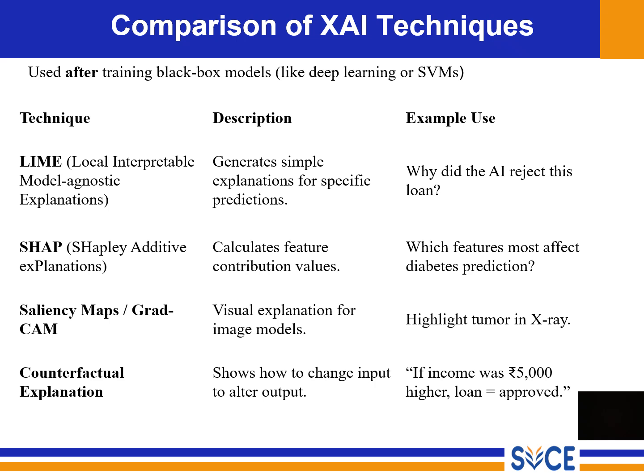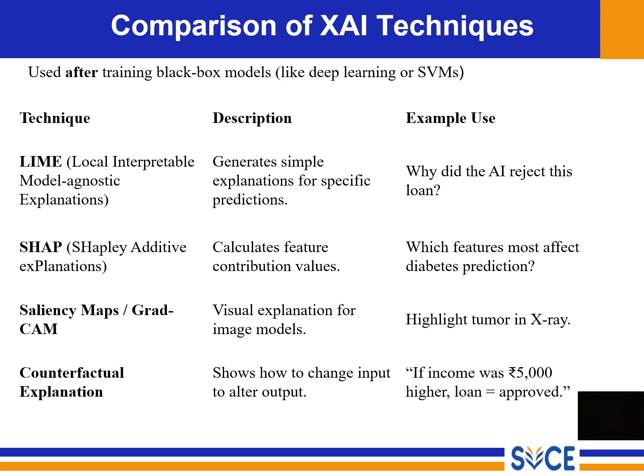So it explains why the model made a specific prediction. Example, why did the AI reject the loan application? Okay. Then SHAP. SHAP means Shapley Additive Explanations. It shows how much each feature contributed to the final output. For example, in a diabetes prediction, SHAP can show blood sugar affected 60 percent, age 20 percent, and BMI 20 percent. Okay.